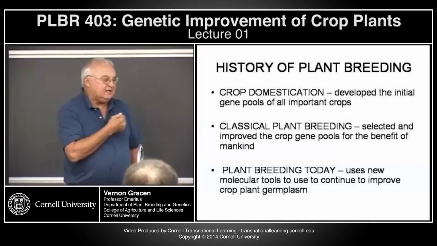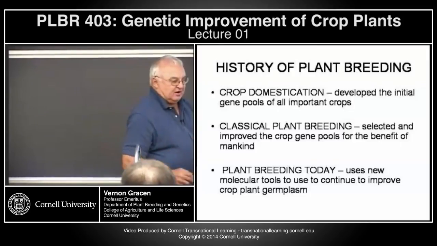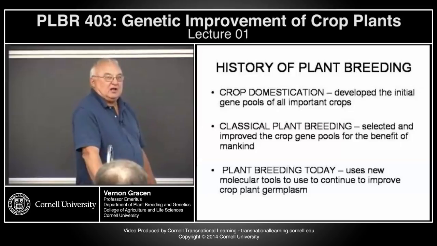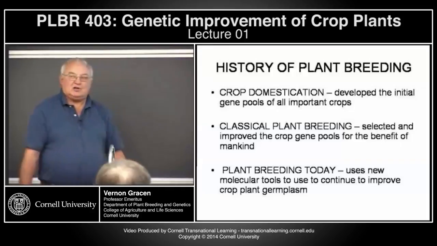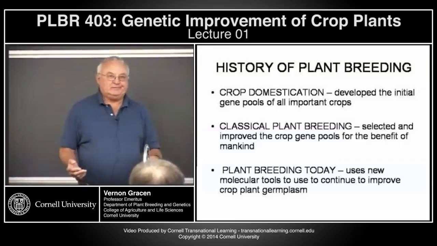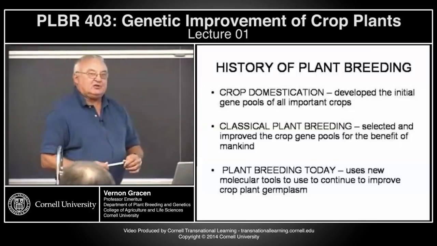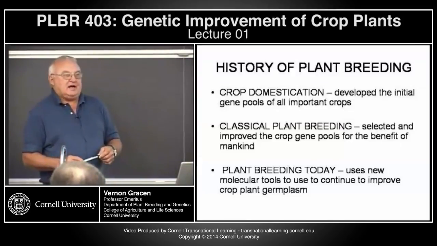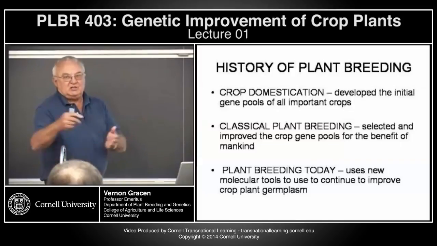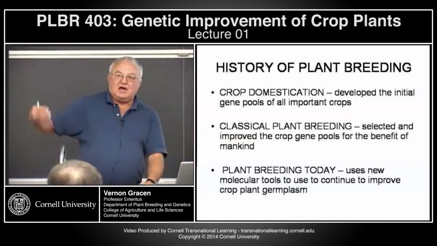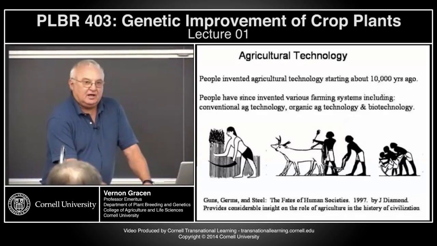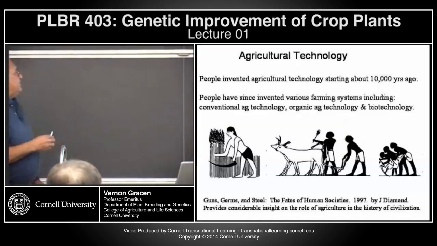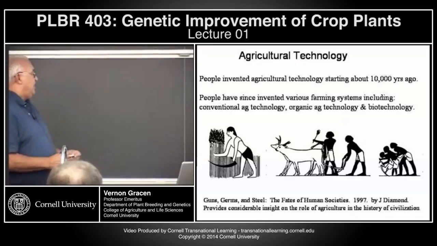We'll talk today primarily about crop domestication, then what I call classical plant breeding, which started with the rediscovery of Mendel's laws in the early 1900s up till about the 1990s. Then I'll talk about plant breeding today, from about 1995 onward, where in addition to applied traditional breeding, there are a lot of molecular tools available to make plant breeding more efficient and hopefully more productive. So here, this is from Guns, Germs, and Steel.